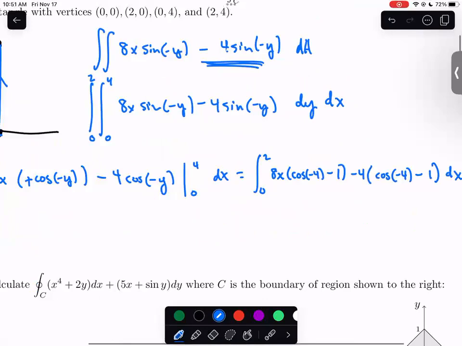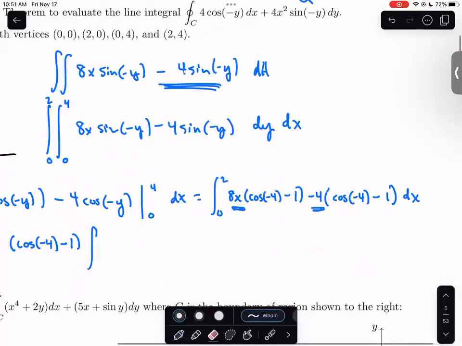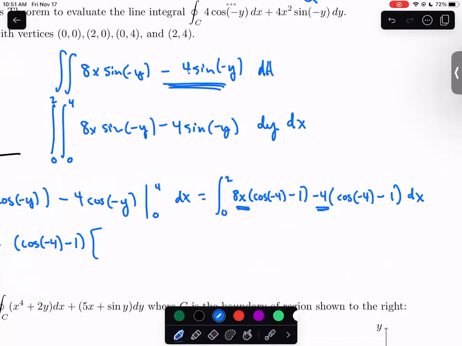So now I'm going to go ahead and take out this constant, right? Cosine of negative 4 times negative 1. That's a constant in both of these. And when I factor that out, what I'm left with is 8x minus 4. And so if I was to integrate that, the integral of 8x is going to be 4x squared. And the integral of negative 4 is going to be negative 4x. And these we need to evaluate from 0 to 2.